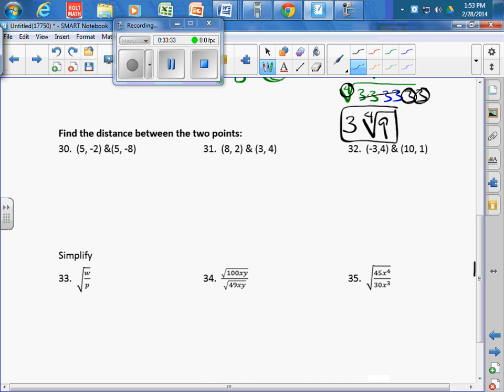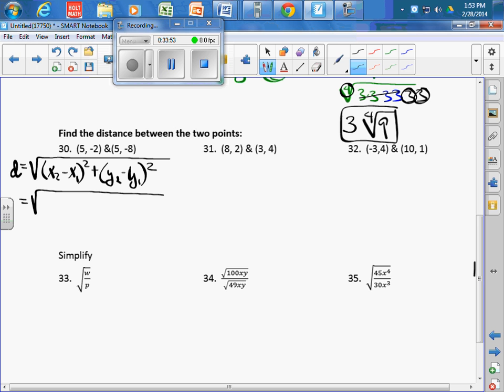Find the distance between 2 points. Use your distance formula. The distance formula is the square root of x2 minus x1 quantity squared plus y2 minus y1 quantity squared. Make sure you leave the radical sign in there. You have to have that square root. So I'm going to be taking 5 minus 5 and squaring it. Well, that's going to be 0, right?